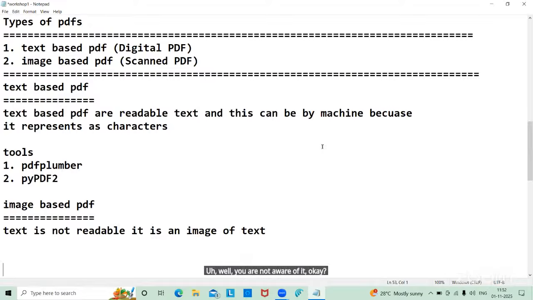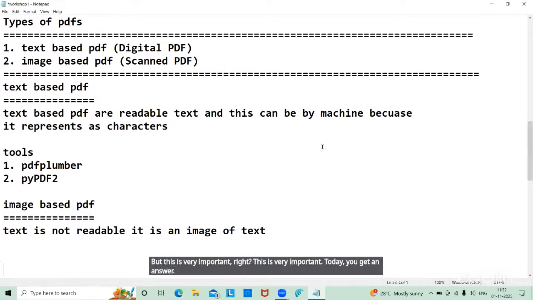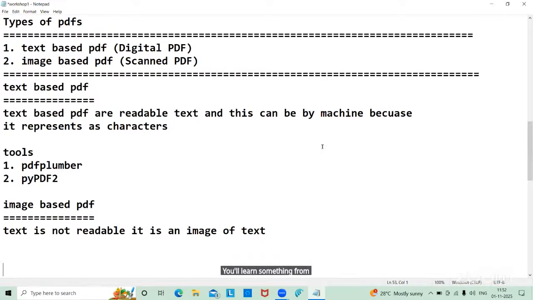Why you are not aware of it? Okay, but this is very important, right? Today you get an answer. Okay, very good. You learn something from this workshop now, yes or no?